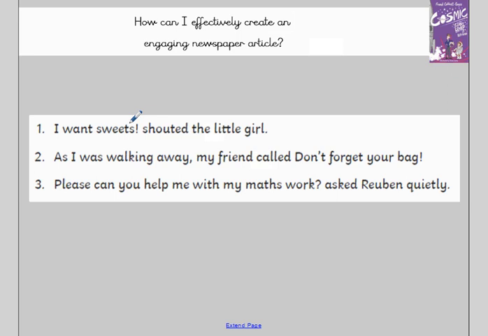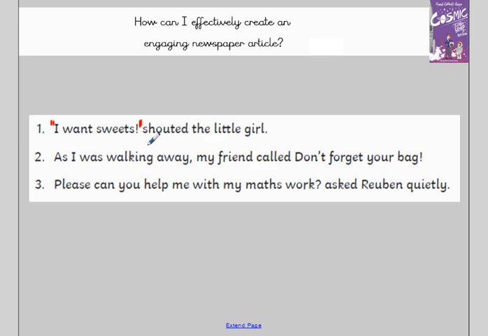I want sweets, shouted the little girl. So within this sentence, what is it that she's actually saying? This is what she's saying, isn't it? So we need inverted commas here, and then to close it afterwards. The punctuation's already in there, and we've already got a capital letter at the start. So that one is fine, we're happy with that.